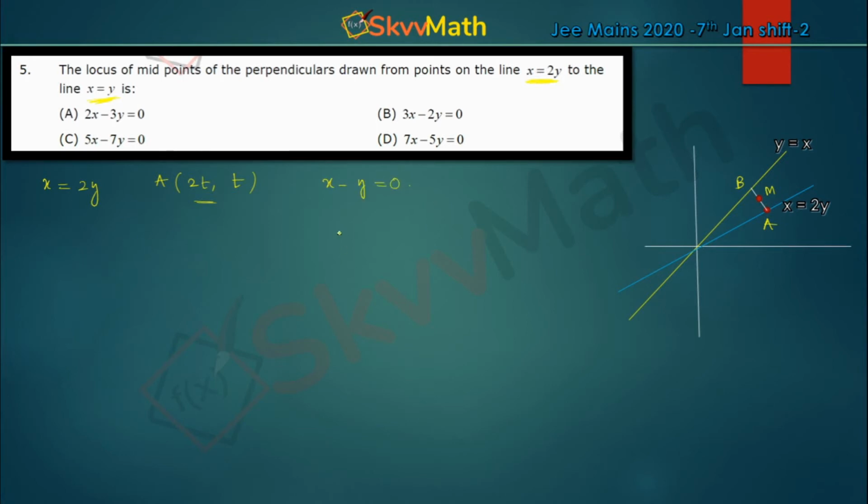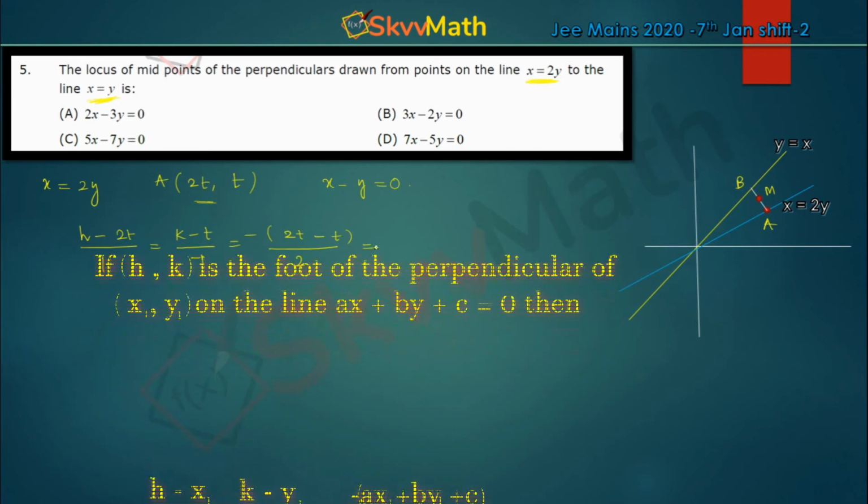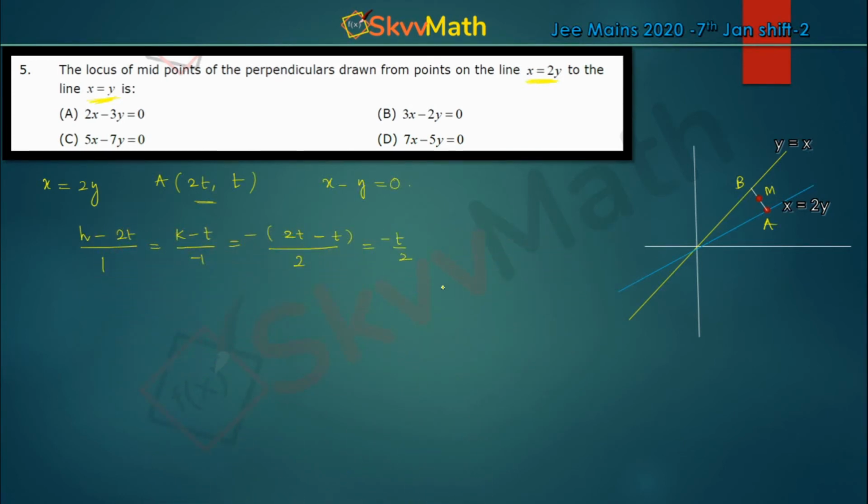Now you know the formula to find the foot of the perpendicular. The formula is (h - x1)/a, that is (h - 2t)/1, equals (k - y1)/b, that is (k - t)/(-1), equals minus of the value of the line substituted at the point, that is (2t - t), divided by a squared plus b squared, 1 squared plus 1 squared, that is 2. Which is nothing but 2t - t is t, so -t/2. So comparing with h, k: h - 2t = -t/2, and k - t, if you multiply by -1, you will get t/2.